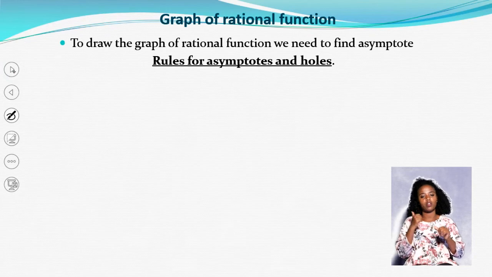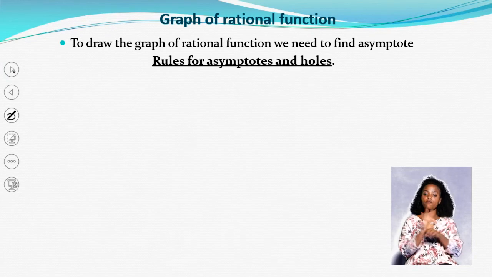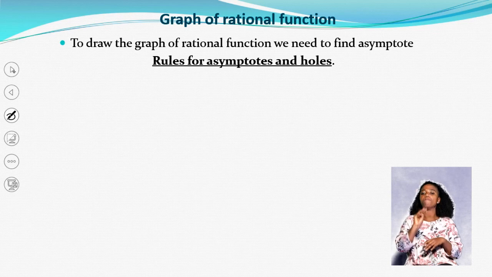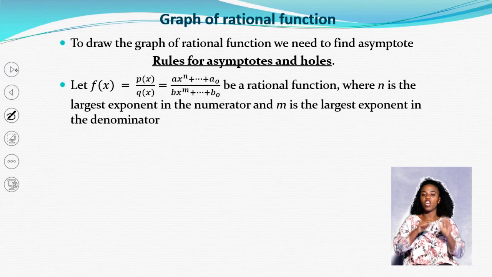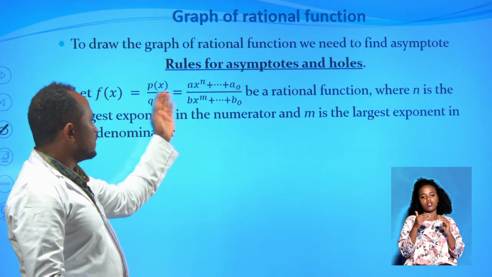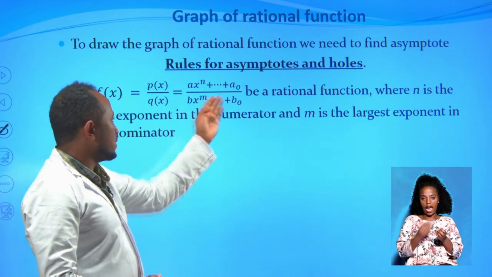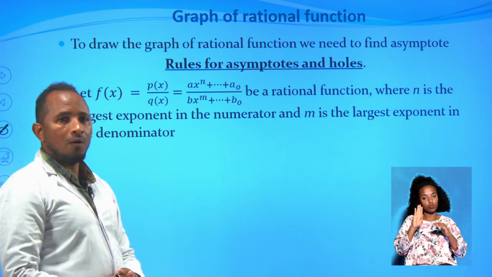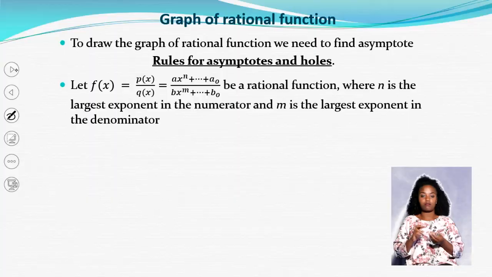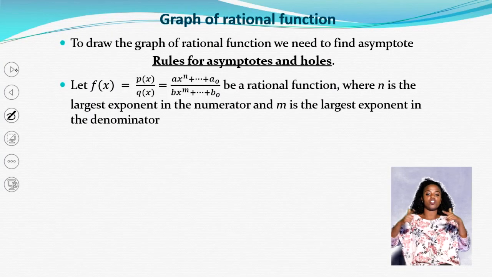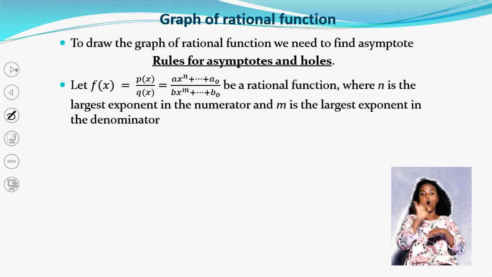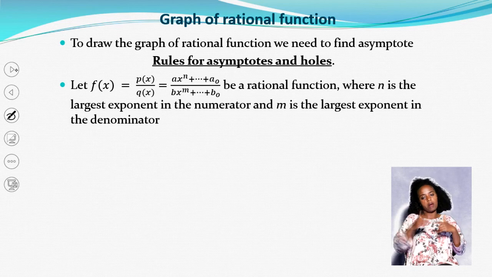Let's see the graph of a rational function. To draw the graph of a rational function, we need to find asymptotes. So let's see the rules for determining asymptotes and holes. Let f of x be p of x over q of x, where p of x is a_n x to the power n plus up to a naught, and the denominator q of x is equal to b_m x to the power m plus up to b naught, a rational function, where n is the degree of the numerator and m is the degree of the denominator.